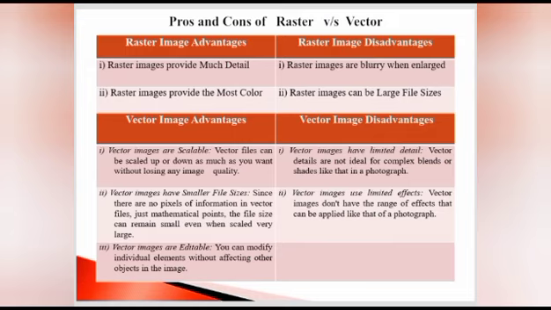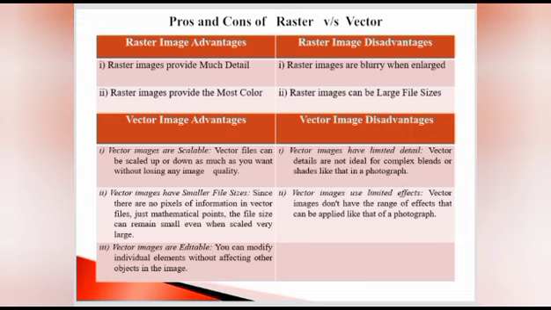Then, what are the pros and cons of raster versus vector? Advantages of raster images. Number 1, raster images provide much more detail. Number 2, raster images provide the most colors. Then what are the disadvantages of raster images? Number 1, raster images are blurry when enlarged. Number 2, raster images can have large file sizes.